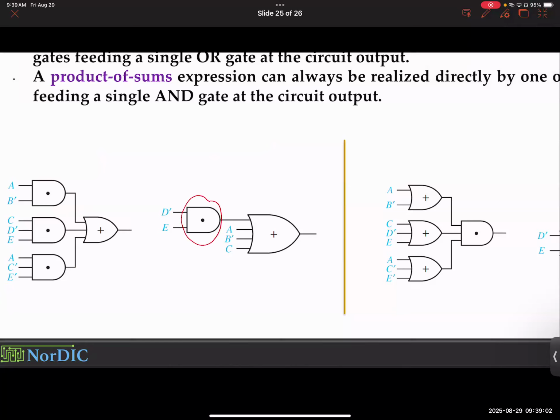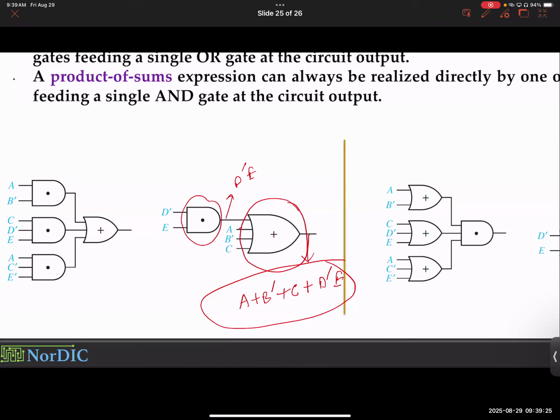How about this one? What is this expression? This is going to be D prime E. And these are just independent variables. So you're going to be left with A plus B prime plus C plus D prime E. Do you think it's a sum of product expression? I just told you. Yes, it is. So again, as long as you have a big OR block sitting in front and merging everything together, that's going to lead to a sum of product expression. Are you all good?